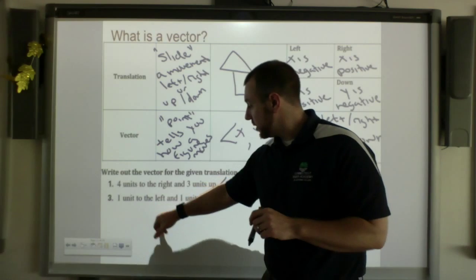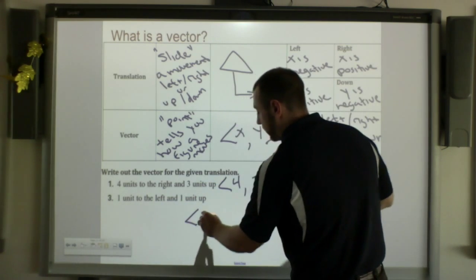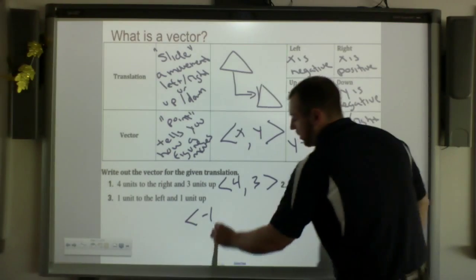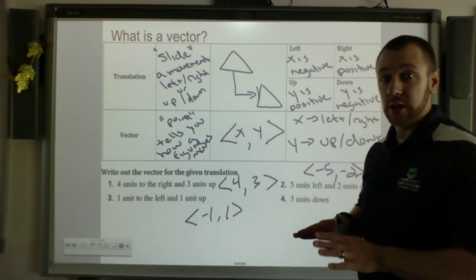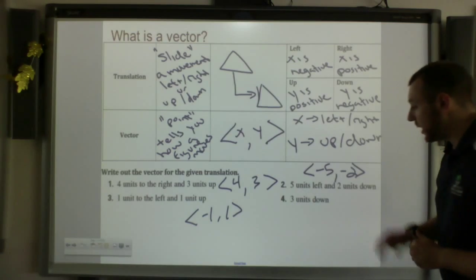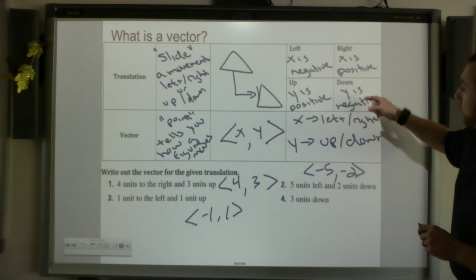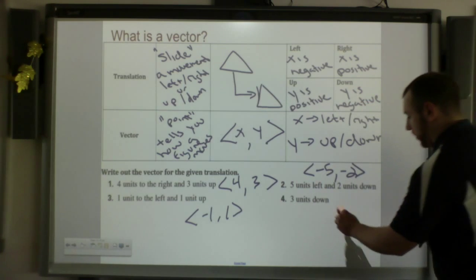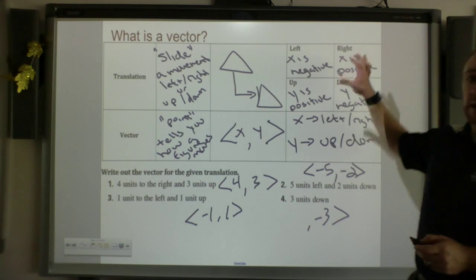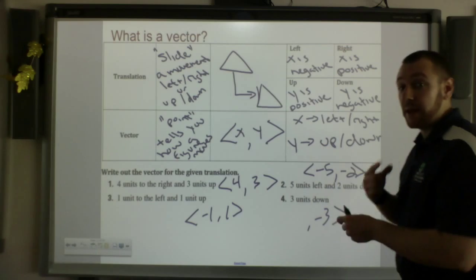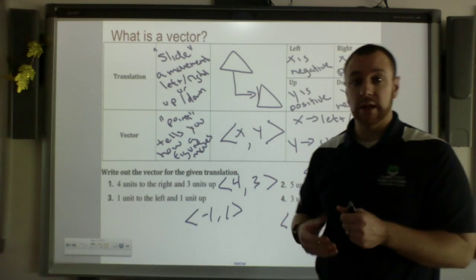This one says 1 unit left, 1 unit up. Now, left is a negative movement, but up is a positive movement. So I can have a combination of the two. In the last one, 3 units down. Well, it's just 3 units down, so I know my y is going to be negative. But is there any movement left or right? There's no movement. So my x is 0. So that was the kind of trick question there.